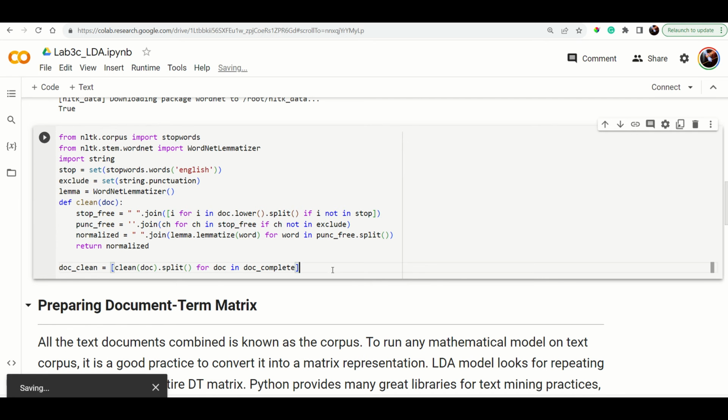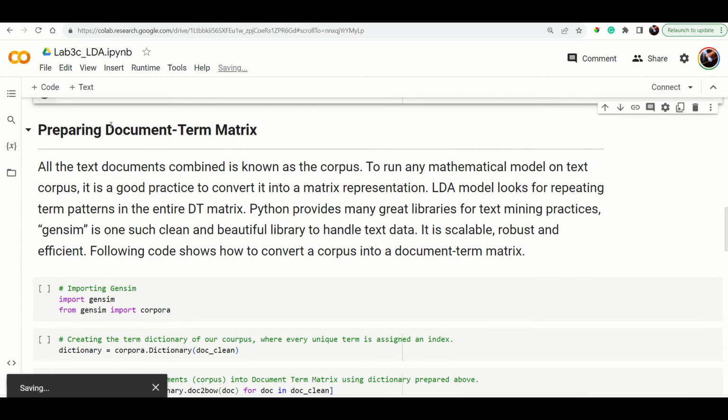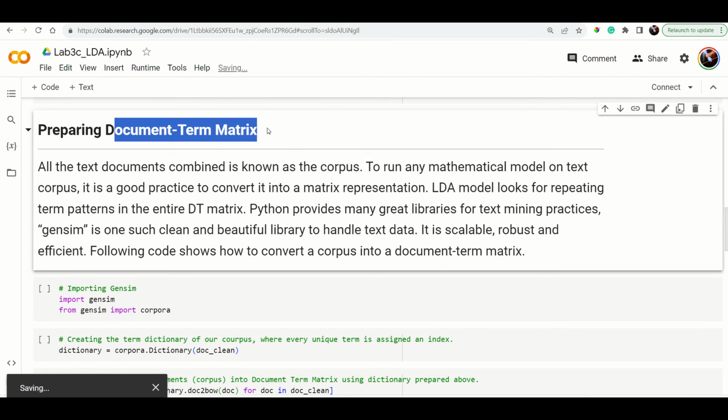So, stop words removal, punctuation removal, and we are normalizing it, right. And the clean document we are splitting, and we are putting all those details back in doc clean. So, this doc clean will contain all the cleaned documents, right. This is what we will get in the doc clean, and we need to create the document term matrix, right.